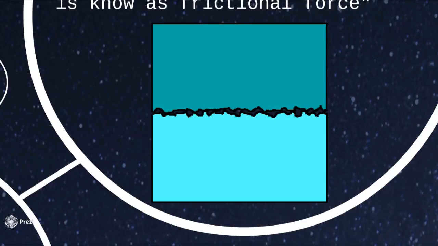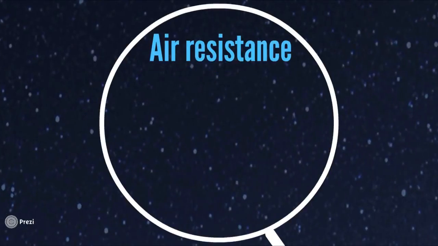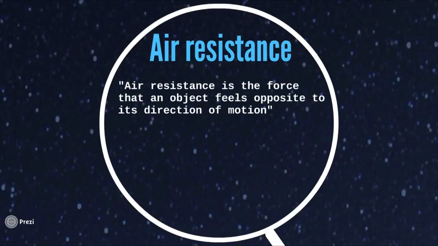Due to that force acting on that phone, at some point of time after it has been slid across the floor, it will come to a rest. So then there is also air resistance, and the definition is something like this: the air resistance is the force that an object feels opposite to its direction of motion.